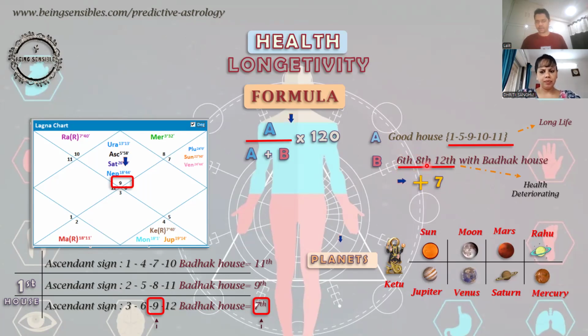Give the idea. No, that I understand. The bad houses are 6, 8, 12. That's a bad combination. But in this first house, when 9 and 12 are there, that means Jupiter, right? 9 and 12, Jupiter. 9 is the 7th, the Badak house.